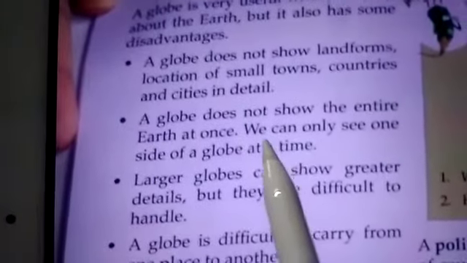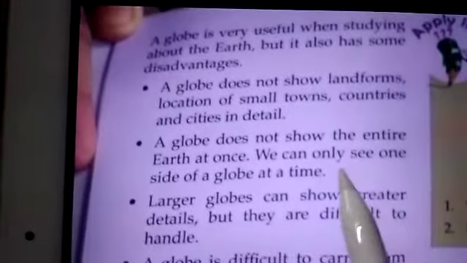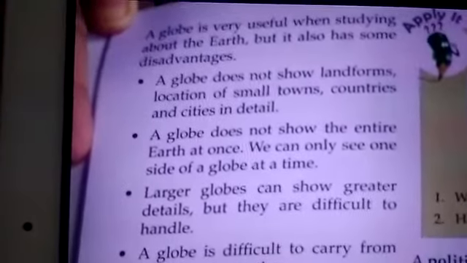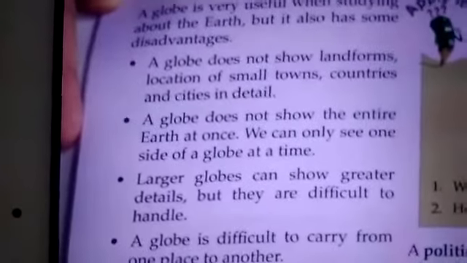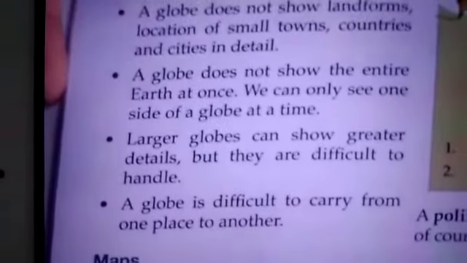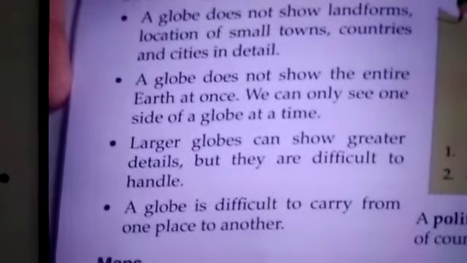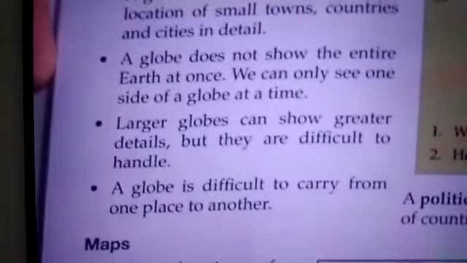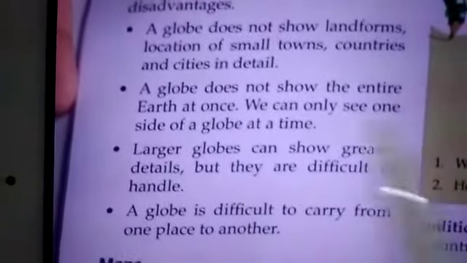A globe does not show the entire earth at once. We can only see one side of a globe at a time. You had seen the globe on the last page, and there you could see only one side of the globe, right? Not the other side. It means if you want to see Asia, you will not be able to see North America at the same time. For that you will have to rotate the globe, and at one time you can see only one of these two continents.